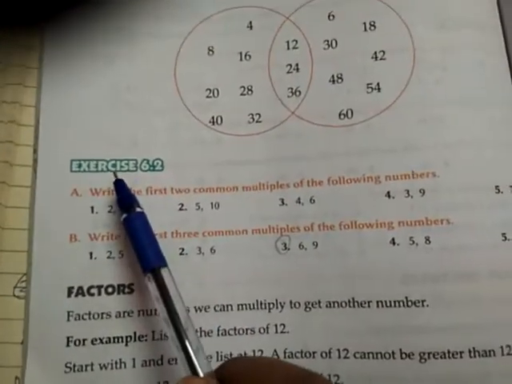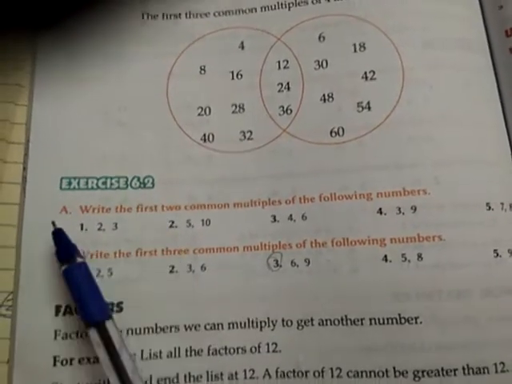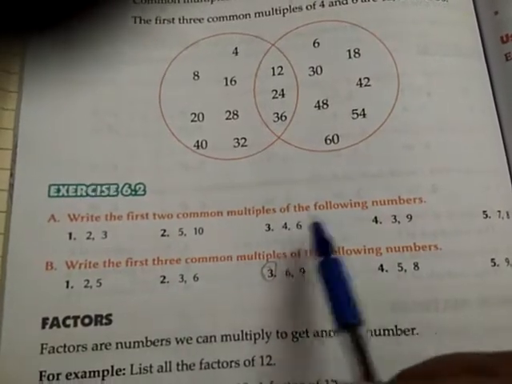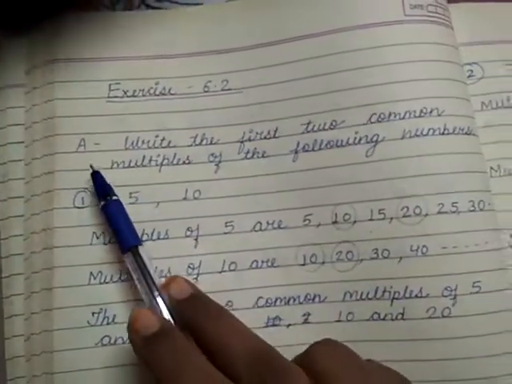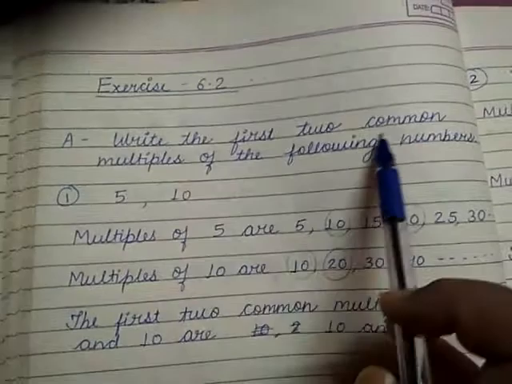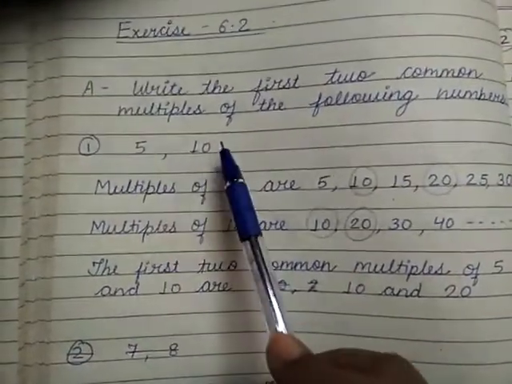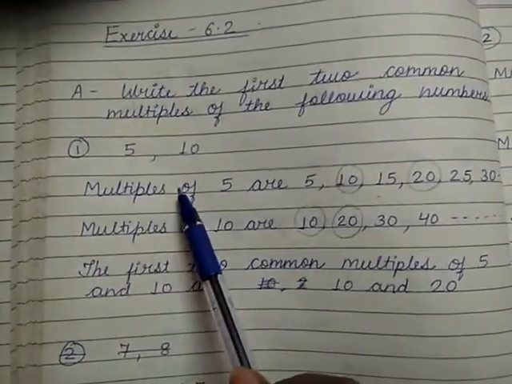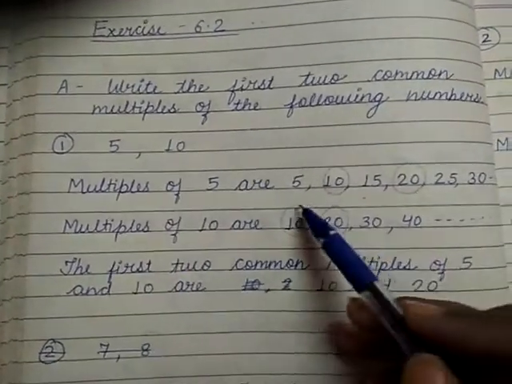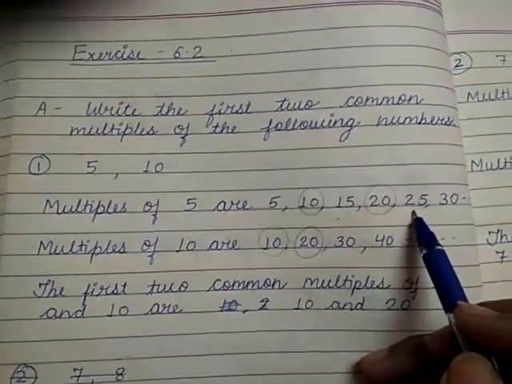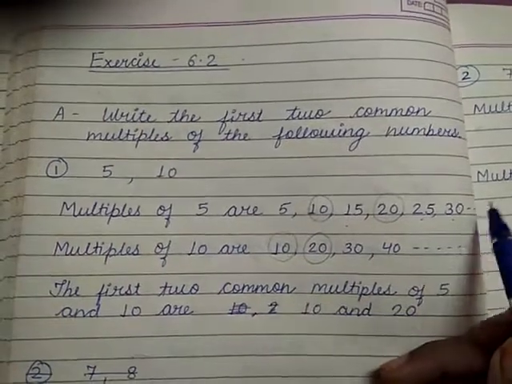Now exercise 6.2. Question A. Write the first two common multiples of the following numbers. Write it in your copy. First, 5 and 10. Multiples of 5 are: 5 ones are 5, 5 twos are 10, 5 threes are 15, 5 fours are 20, 5 fives are 25, 5 sixes are 30 and so on.